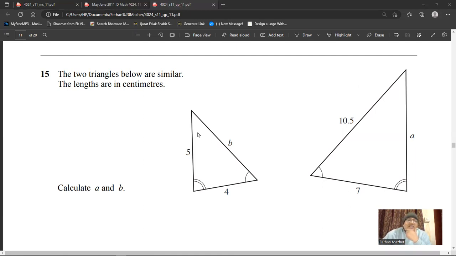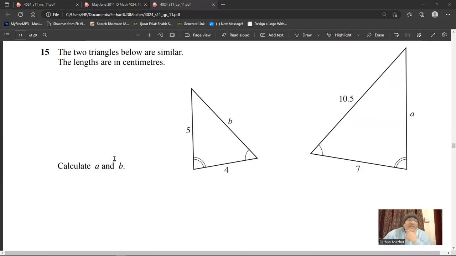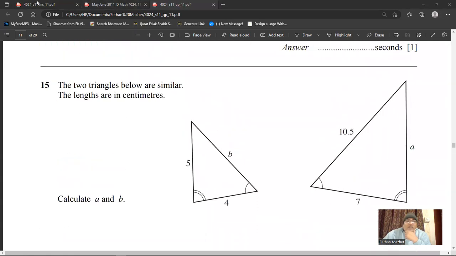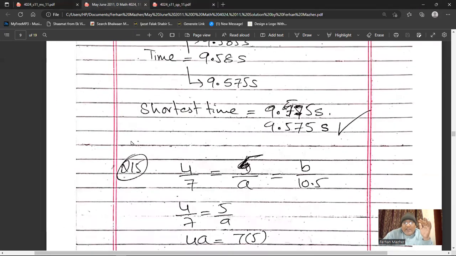Then we have single marks and unknown. Here you have B, and with single marks here you have 10.5. So you will write B divided by 10.5. This is how you can find A and B. I hope you understand the technique by which I write.